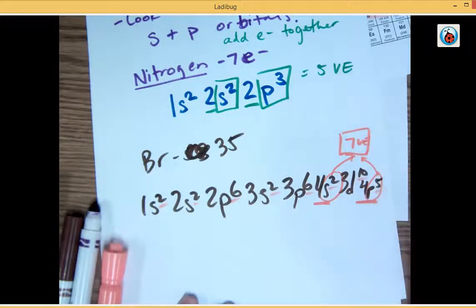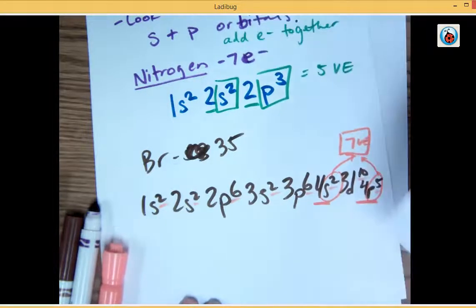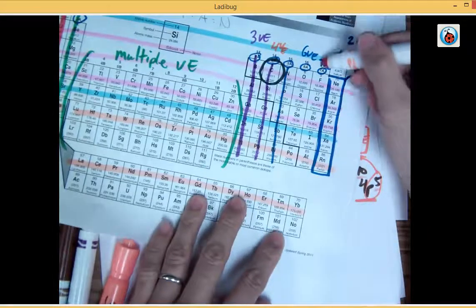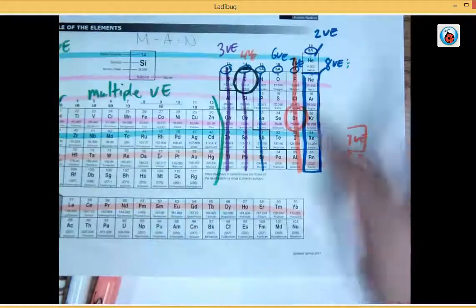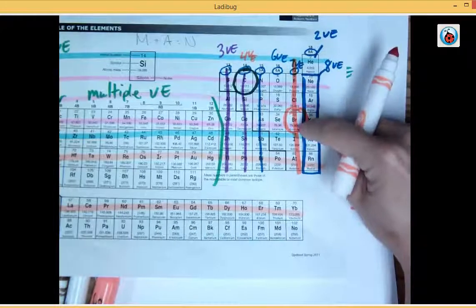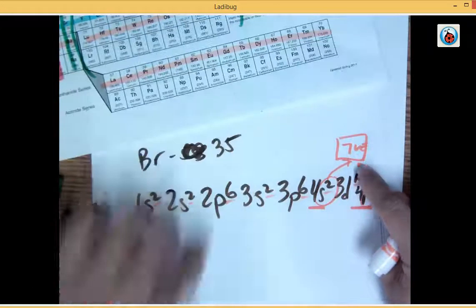Okay? So does bromine have 7 valence electrons? Yes, it does. It's in group 17. There you go. We can verify that. It's in group 17, so it should have 7 valence electrons. The noble gas configuration tells you that it's 7 valence electrons.